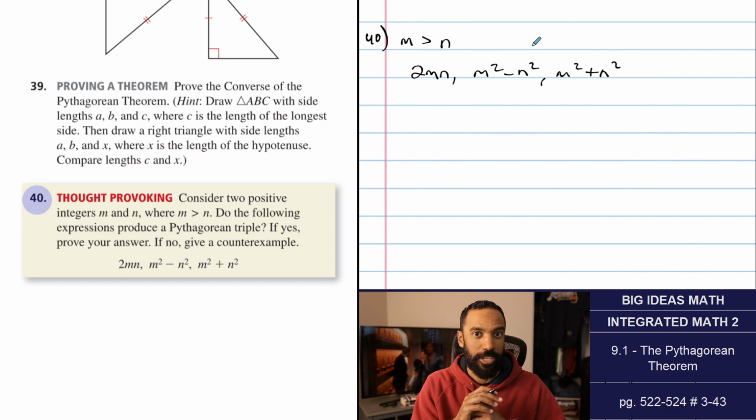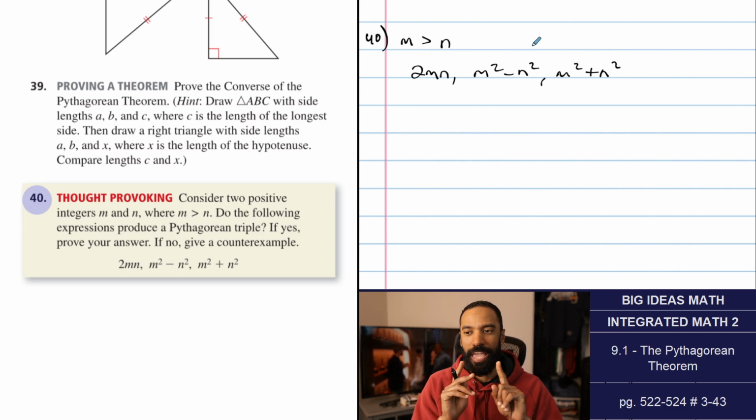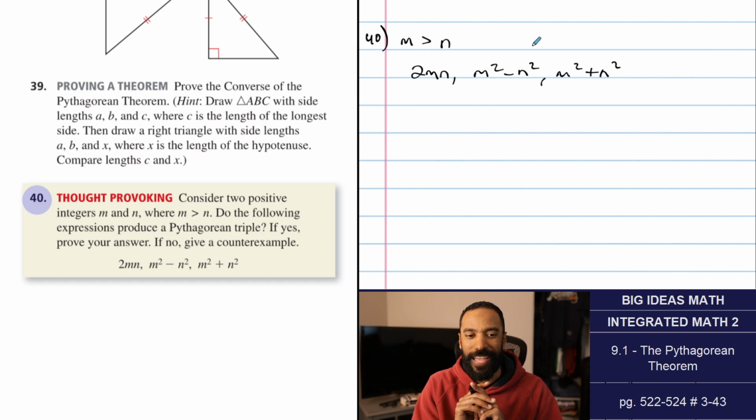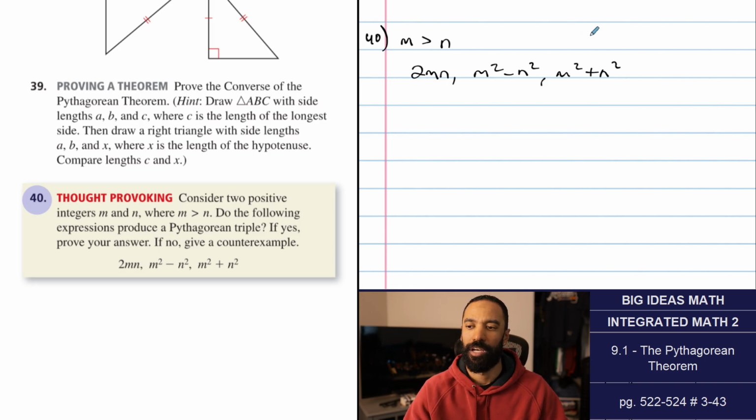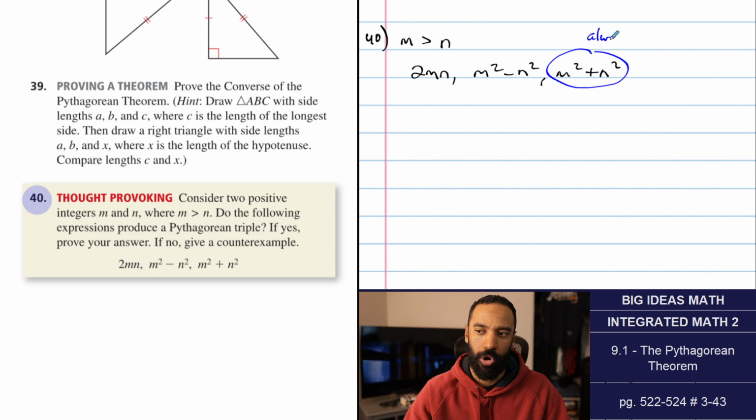In these cases, yes, because they have to be positive integers. If the smallest n could ever be is 1, that means the smallest m could ever be is 2. And 2 times 2 times 1 is 4, whereas 2 squared plus 1 squared is 5. That means this will always be the biggest, because quadratics will only just make it bigger. Always biggest.